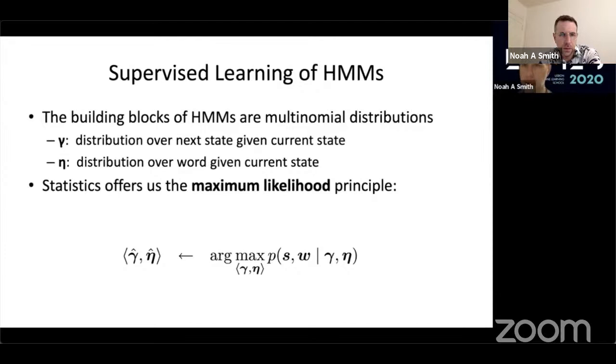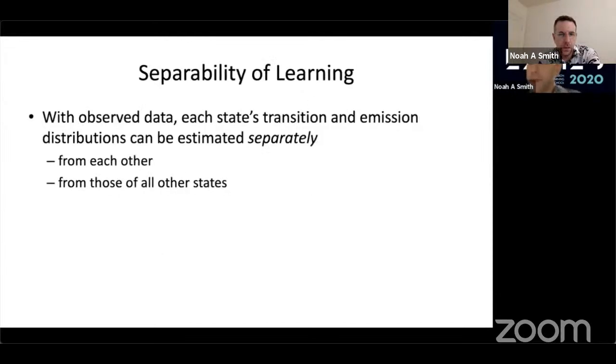Statistics says your starting point is called the maximum likelihood principle. You're going to choose parameters that make the data you have as likely as possible. And that's all that this math is trying to say. Pick parameters to make the data you observe as likely as possible. I'm not going to give a formal treatment of this point, but it's what you're exploiting when you do supervised HMM learning. The fact that the distributions for each state and each transmission can be estimated separately, both from each other and from those of all the other states, follows from the fact that your data is fully observed.